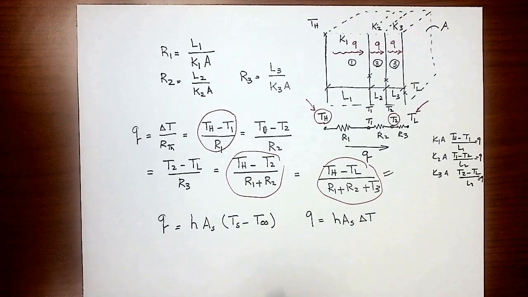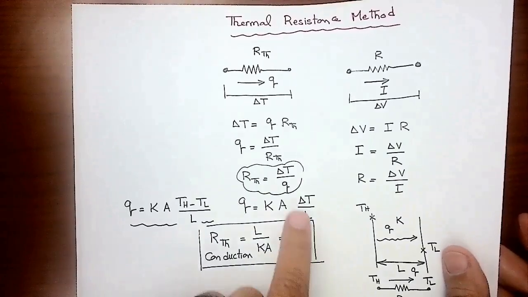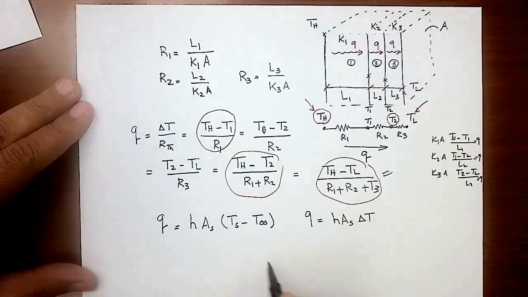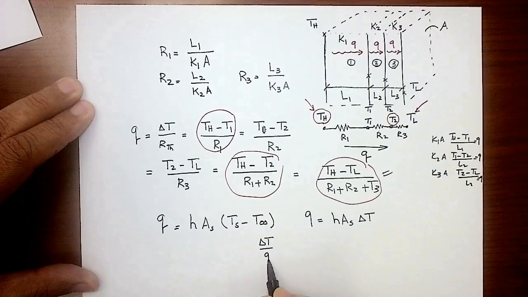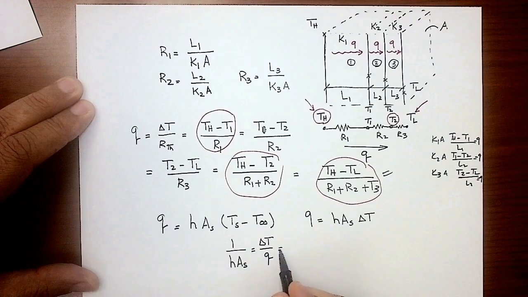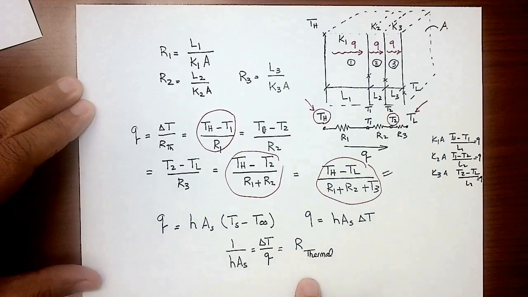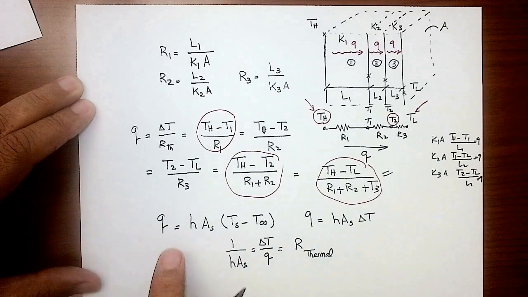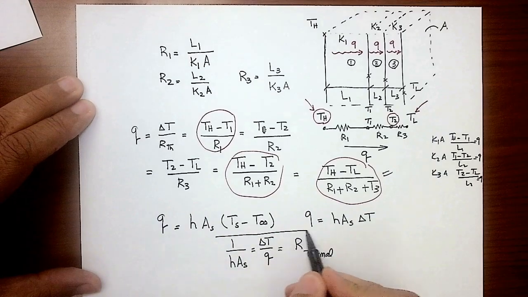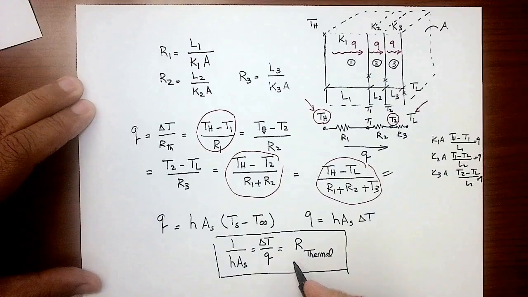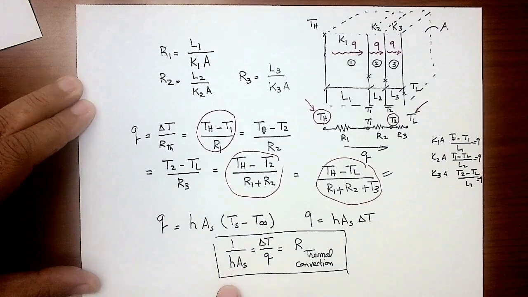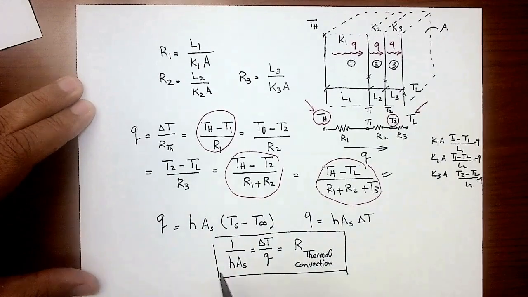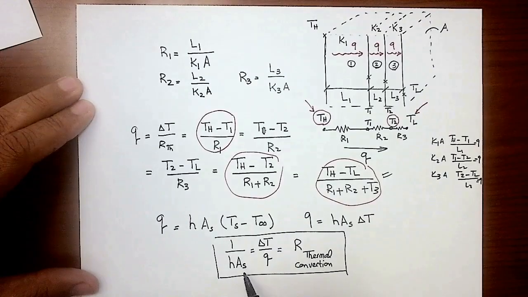Now, go back here. Rearrange the equation to have delta T over Q. So I can take delta T over Q, which is going to equal 1 over H surface area. What is this? This is the definition of thermal resistance. But in this case, the thermal resistance is derived from Newton's law of cooling, which means that I can calculate thermal resistance for convection using 1 over H surface area, where H is the convection heat transfer coefficient and AS is the surface area.